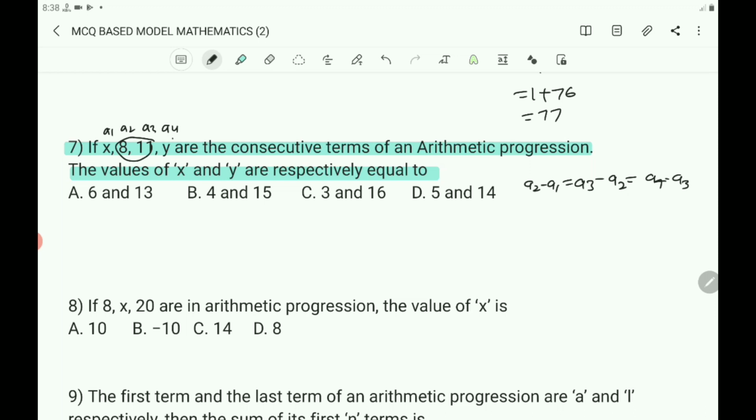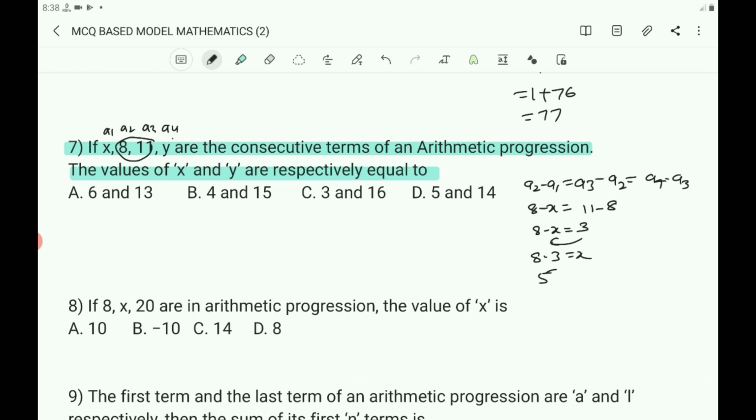A2 is here, 8 minus x equals 11 minus 8. So you get 8 minus x equals 3. Then transfer here, 8 minus 3 equals 5. You got x equals 5. X equals 5.